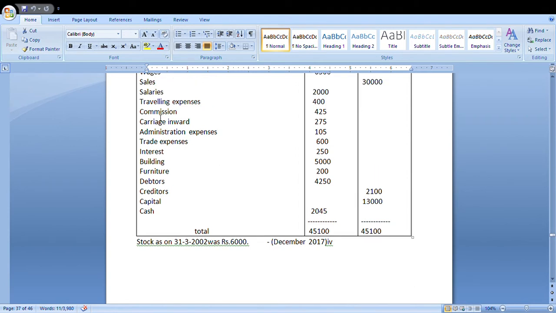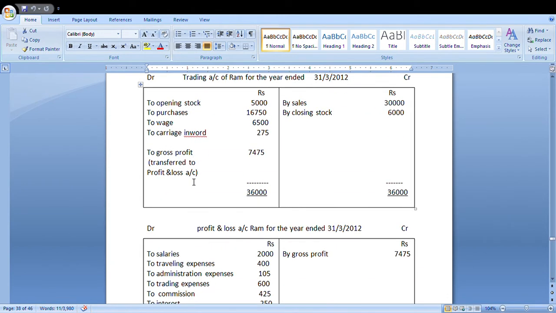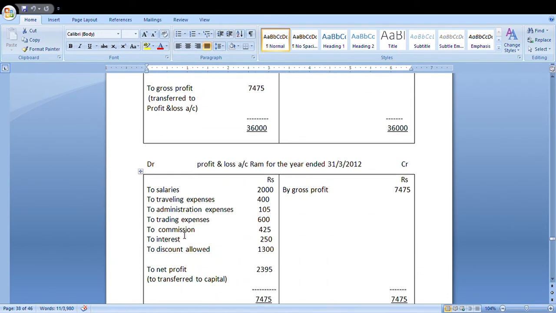Next, commission. Commission is an expenditure. It does not enter the trading account, so enter it in the profit and loss account. Commission 425.